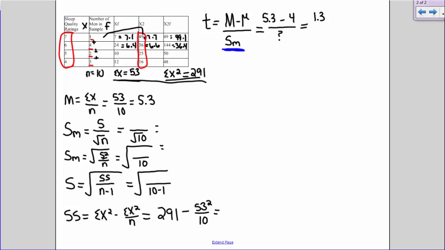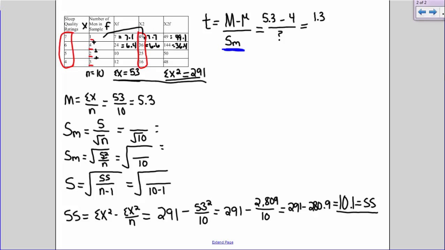Okay, so this becomes, one step at a time, 291 minus, I'm going to solve for my exponent, 53 squared becomes 2,809 divided by 10. Now I'm going to solve for my division, and I'm left with 291 minus 280.9. And my sum of squares is 10.1. I'm going to go ahead and underline that because I need that for this next formula, right? So now I'm working my way up.